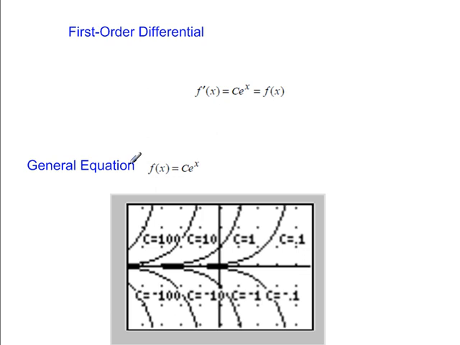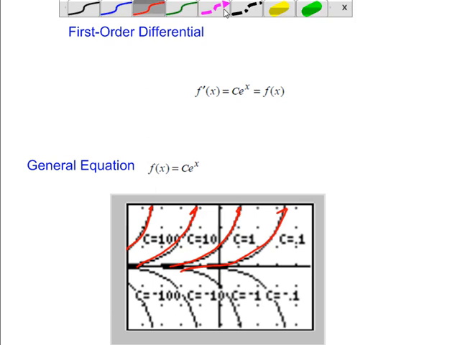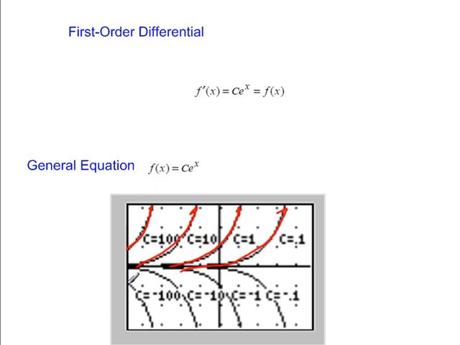Here are all of the potential graphs for varying levels of C. As C gets smaller and smaller, our graphs are getting wider and wider. And for these blue values, my C is negative, so it's been reflected over the x-axis. Here are a family of curves for varying values of C, and all of these curves are solutions to our first order differential equation.